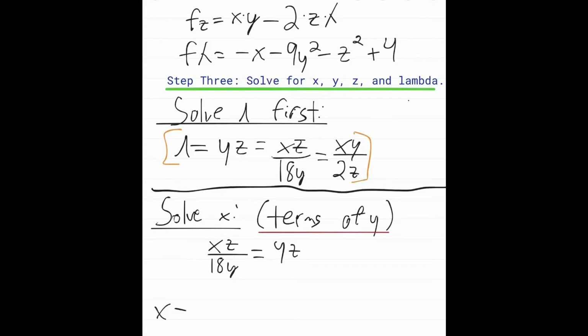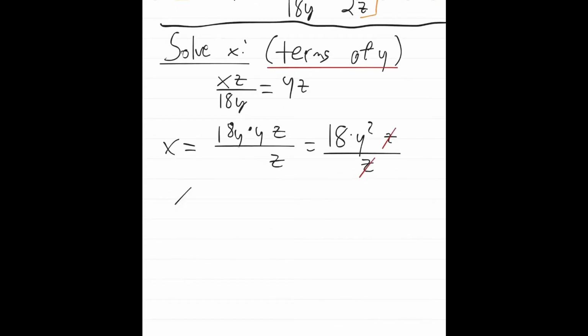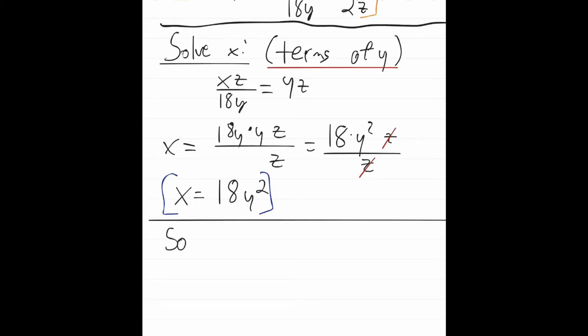I know xz over 18 is equal to yz. Xz over 18z is equal to yz. And in doing so, I'm going to solve this for x. X is equal to 18 times y times z divided by z, and simplifying it further, 18 times y squared times z over z. We see that the z's cancel out, and for x, we're left with 18 times y squared. So that's our first value that we're going to use later on for substitution. So x is equal to 18 times y squared.